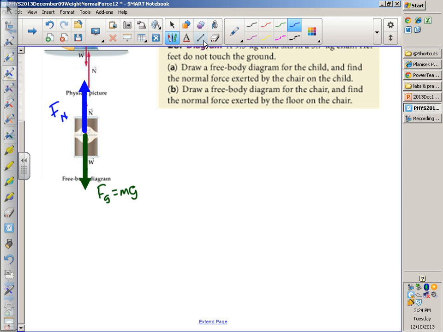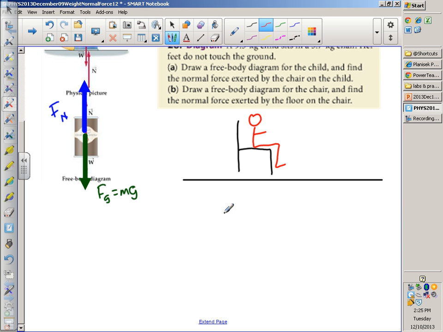So let's draw a little picture here. And here's the floor, and here's the chair, and yes, it's floating, I know. And then here is the child sitting in the chair. Okay?